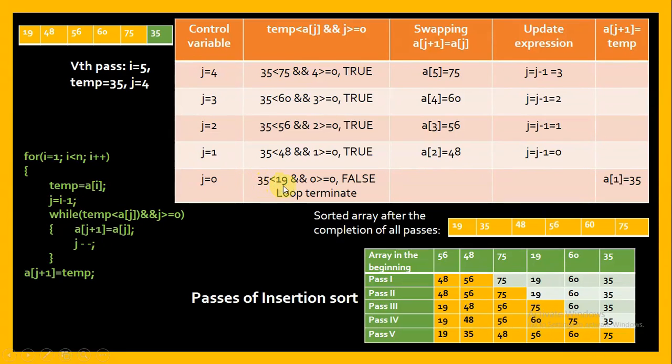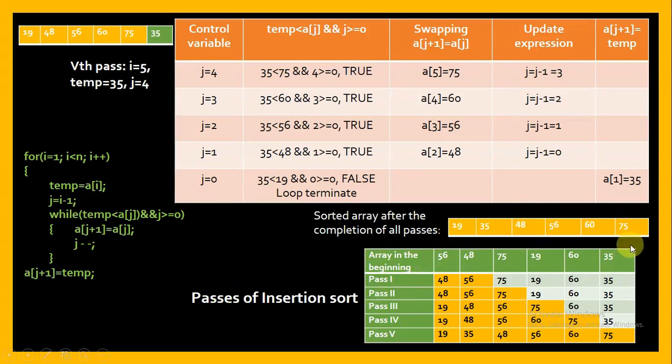But next time, the condition is false. See, 35 is not less than 90. So the loop will terminate, and a[j+1] is equal to temp. So a1 will contain value 35. So you can see after the 5th pass, all the elements are in sorted order.